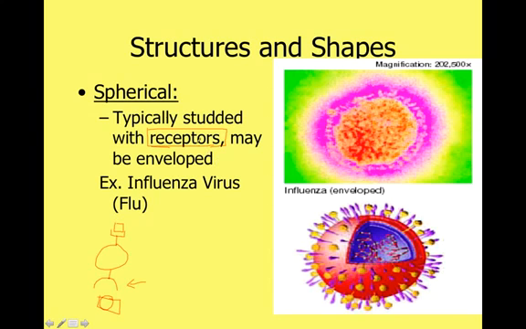But then also knowing that a spherical type of bacteria or virus is something like influenza, which is just the flu. So any of you who have had the flu have had a virus that looks like this. Again, they're very, very small.